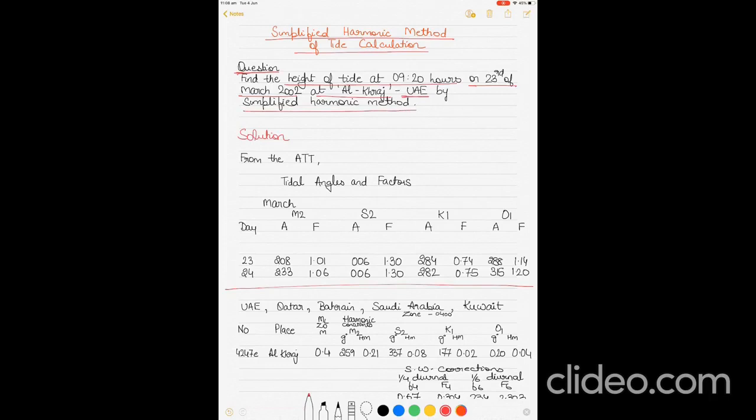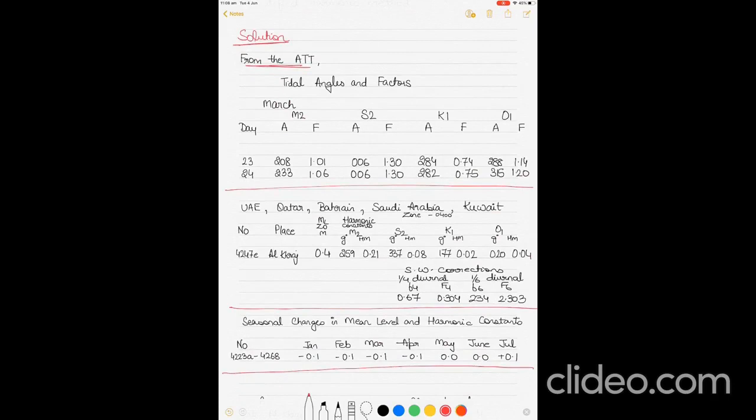Before I go into the solution, I must show you the extracts of the Admiralty tide tables that we'll be using. You need access to the Admiralty tide tables, from which you will get, first, the tidal angles and factors for the harmonic constants for the month of March. This is given for all the days, but we just need to focus on 23rd of March, which is the day in question, and the day after that, which is 24th of March. The harmonic constants are of course M2, S2, K1 and O1, and the values of A and F are given for each of these constants.